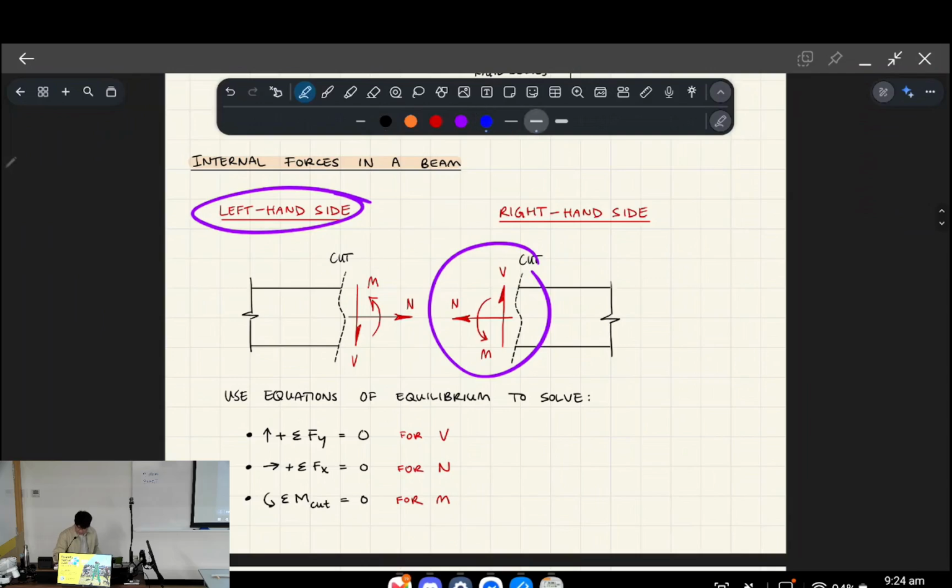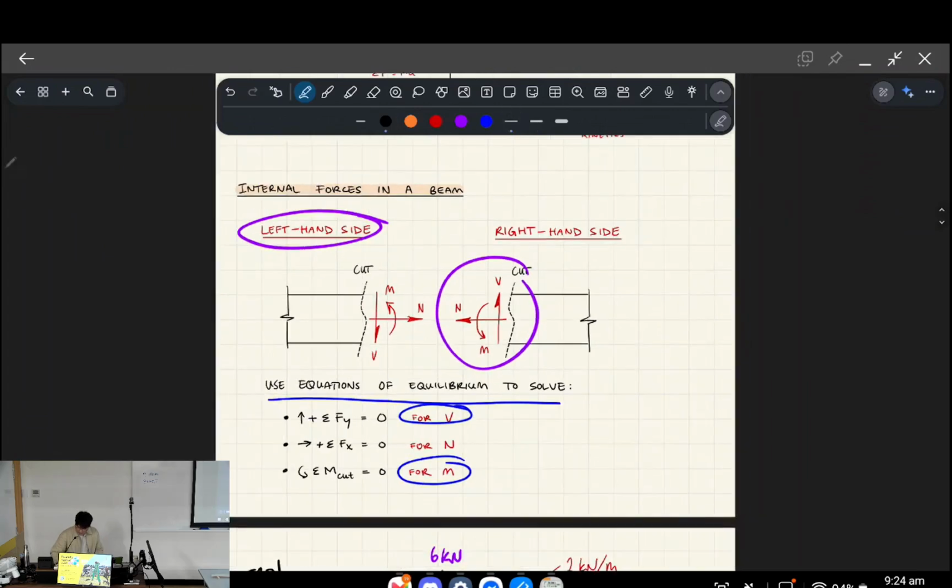And you'll see, once we do some questions, how we use equations of equilibrium, aka the tools that we've been teaching you over the last 2 weeks, in order to solve for your internal shear and moment. That's these two. Let's not really talk about the internal axial force so much today. Okay, any questions so far? Excellent.